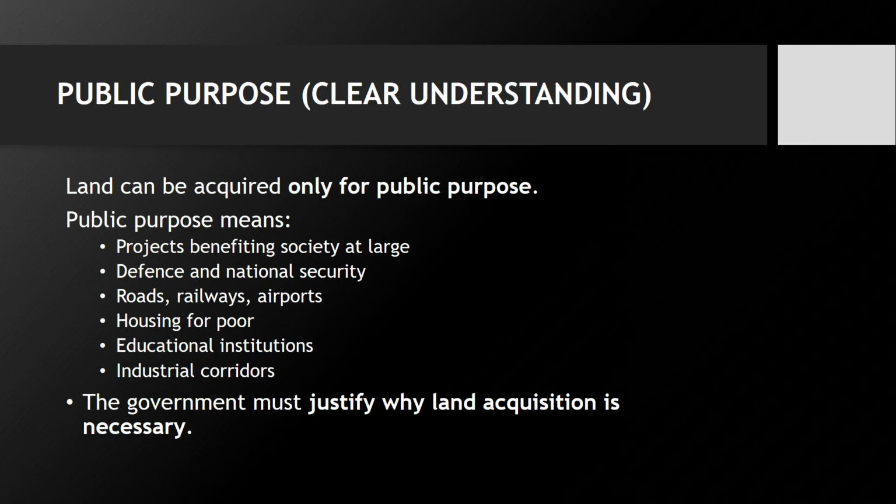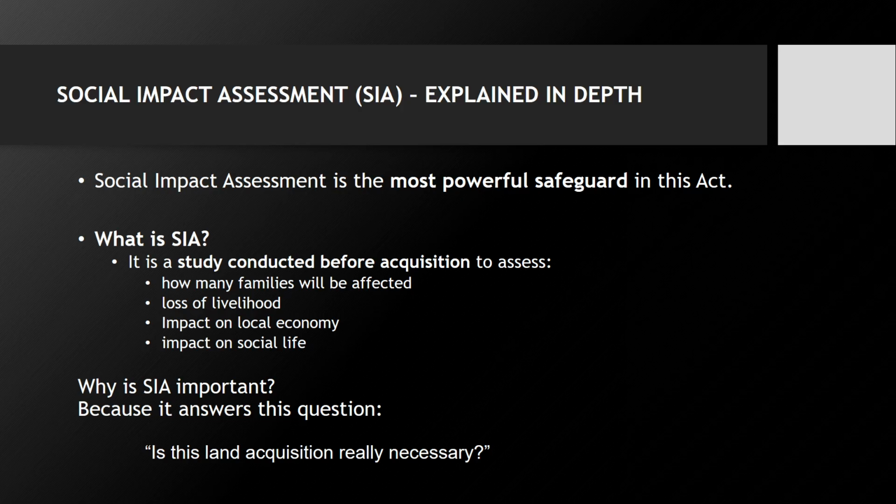You can relate to what public purpose means. At large, we have to see at large. I have to build something which will benefit the public, not a private person. So the government must justify why land acquisition is necessary. For this, there is a mechanism called social impact assessment, SIA. That is the point. Social impact assessment, SIA. So what is social impact assessment? It is the most powerful safeguard of this act.